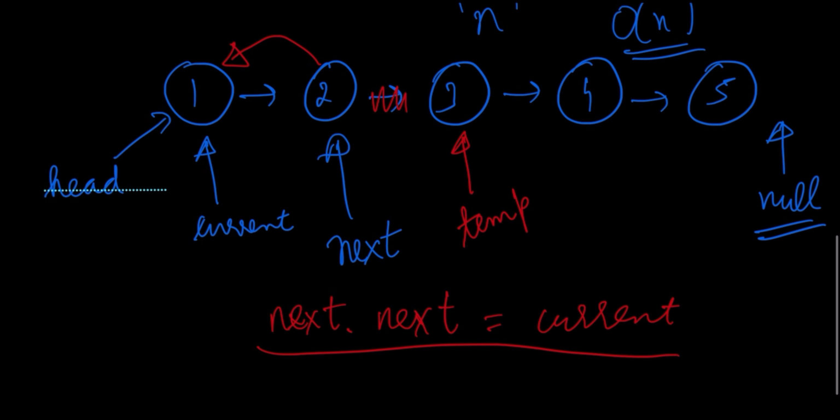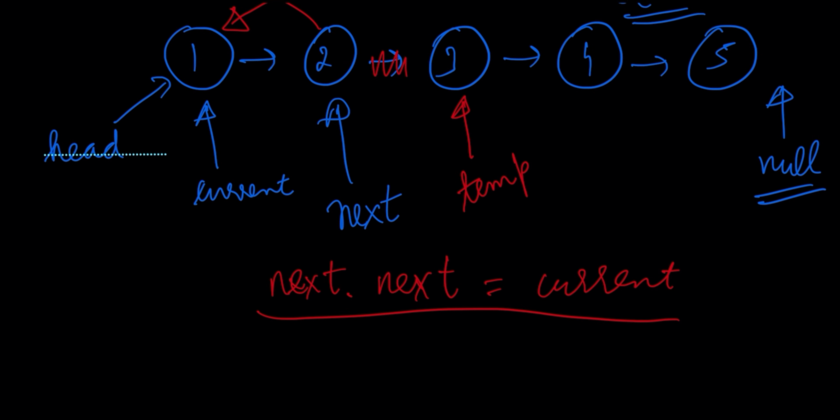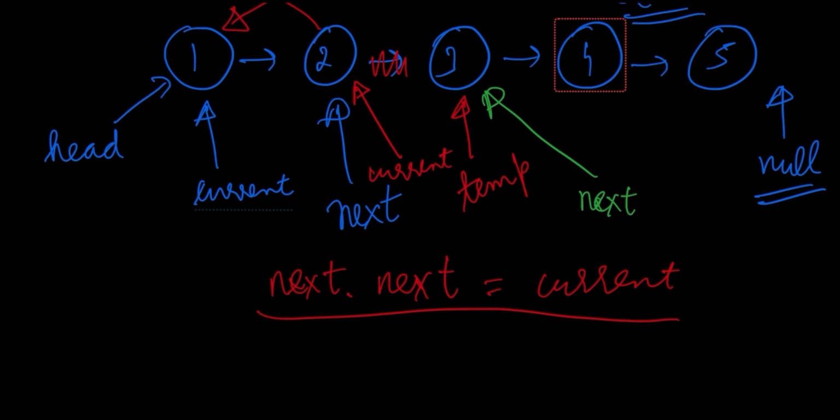In the next iteration, we're going to update this current pointer to point to the next node, and the next pointer becomes our temp node, and the temp will become the node 4.